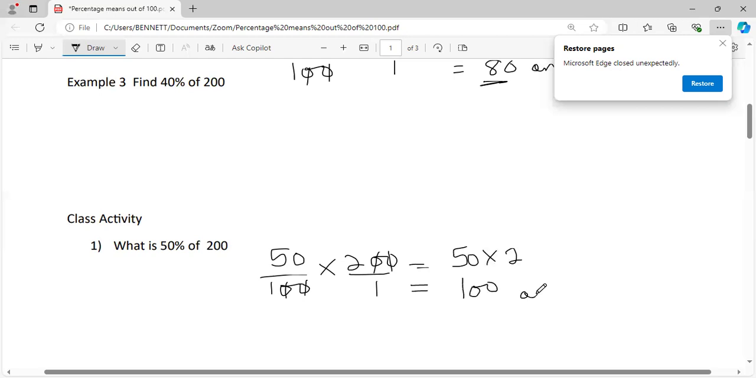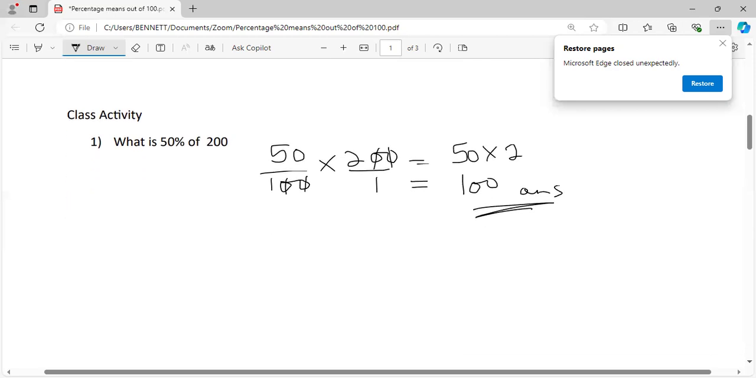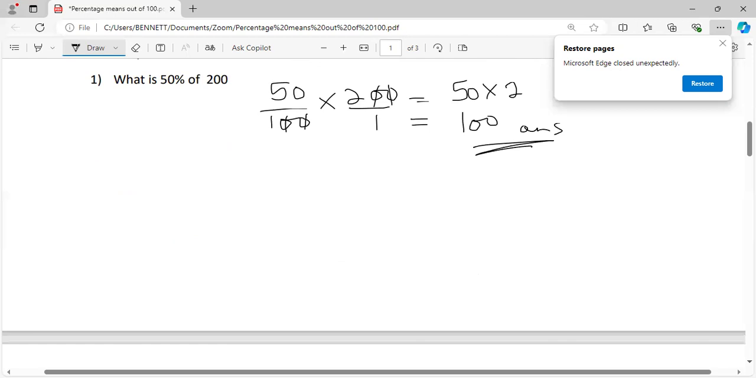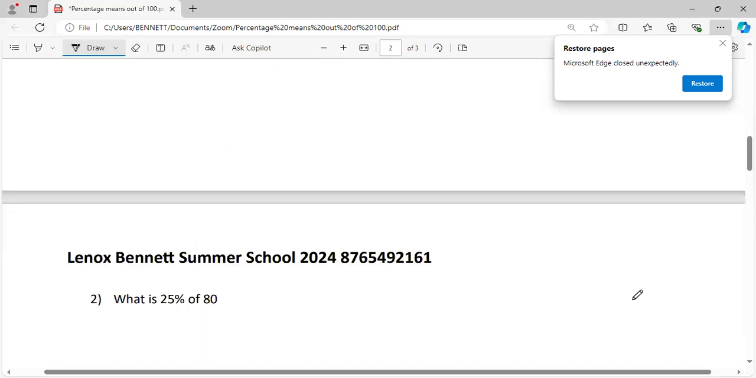Good job, guys. All right, so I'm going to go down to number 2. When you guys complete it, you WhatsApp me again. All right, good job. Number 2 says, what is 25% of 80?